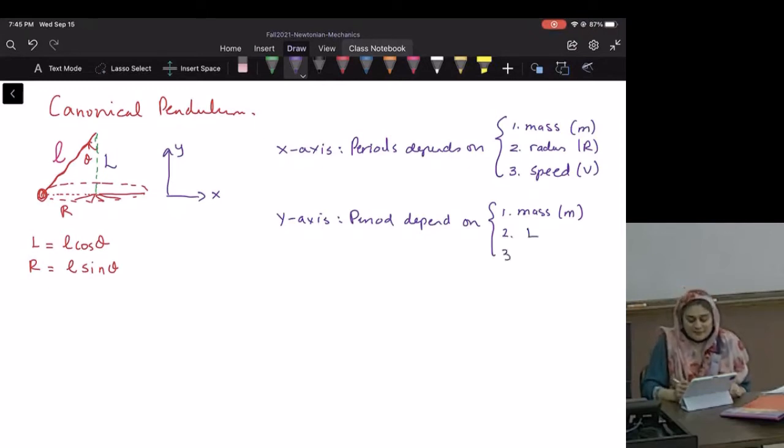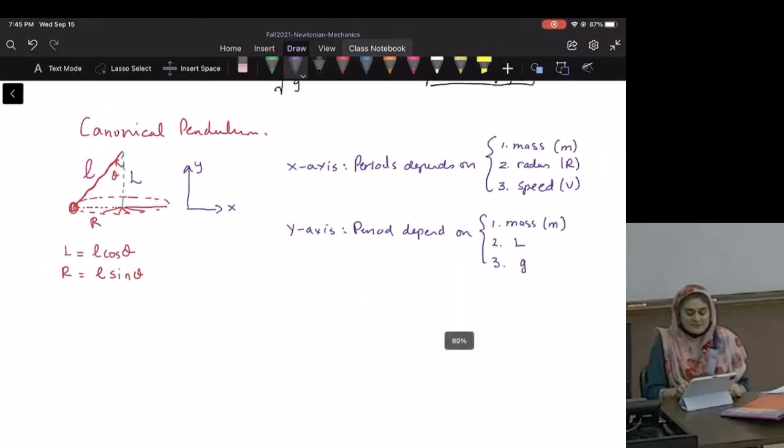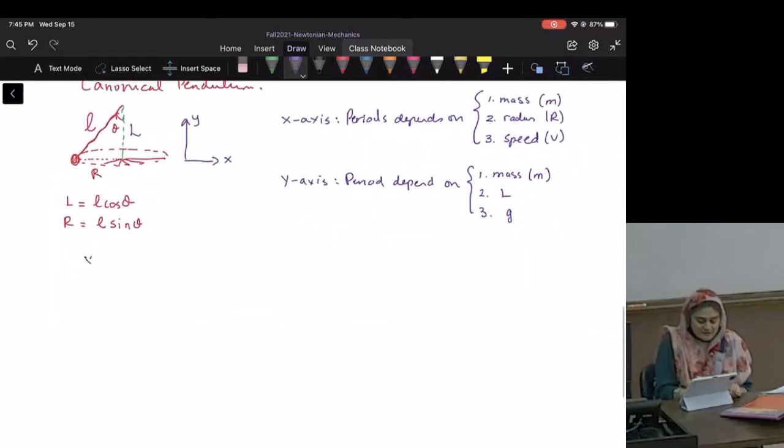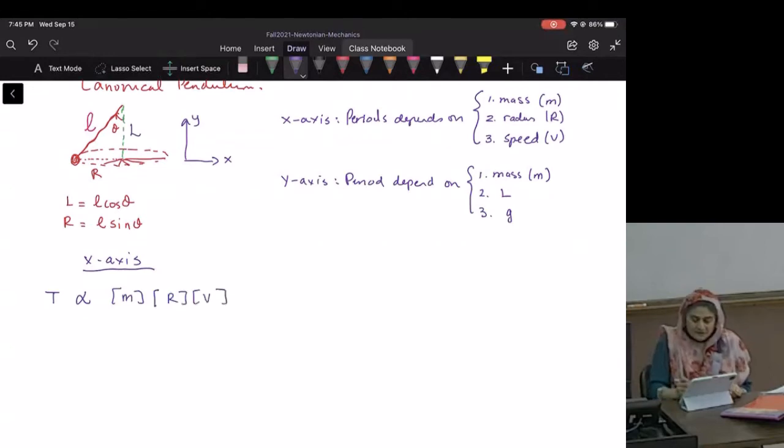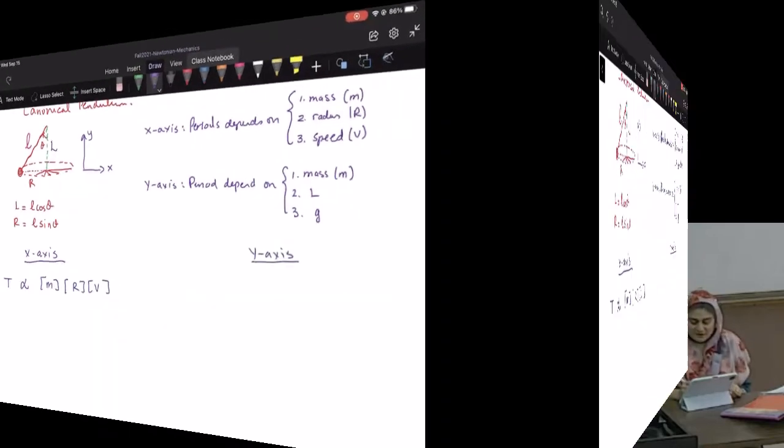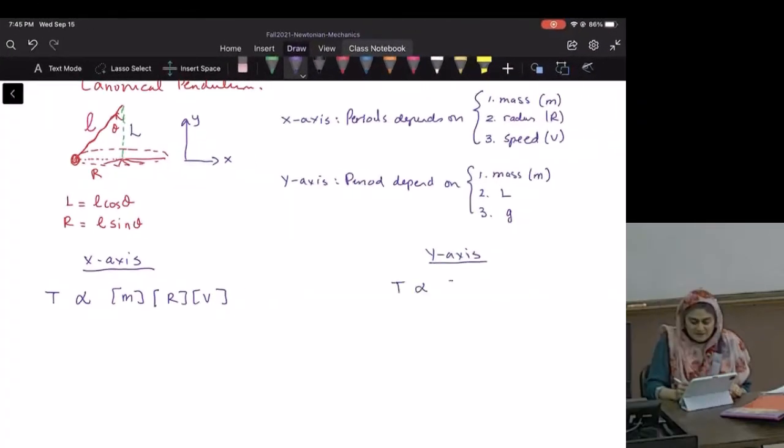And number 3, it depends on G. So now let's do dimensional analysis. X-axis. So along the x-axis, period should depend on M, R, and V. And along the y-axis, period is a function of M, L, and G.